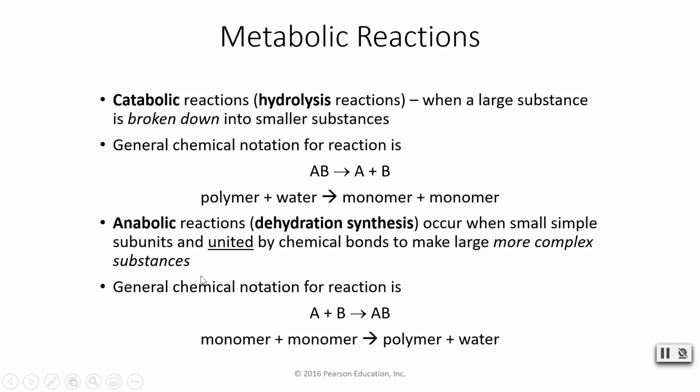Now, anabolic reactions are the opposite. Anabolic reactions occur when you take small subunits and you put them together to create larger, more complex molecules. Sometimes these are termed dehydration synthesis reactions. We have our general notation here, our individual monomers. Monomer A, monomer B, we're going to stick those together. We're going to chemically bond them together to form polymer AB.